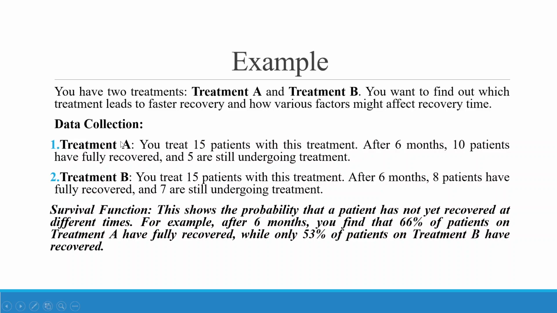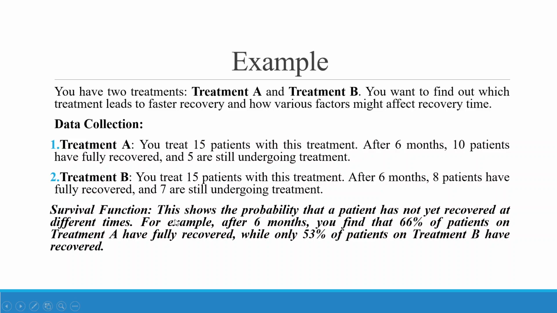Data collection. Treatment A: you treat 15 patients with this treatment. After 6 months, 10 patients have fully recovered and 5 are still undergoing the treatment. Treatment B: you treat 15 patients with this treatment. After 6 months, 8 patients have fully recovered and 7 are still undergoing the treatment.